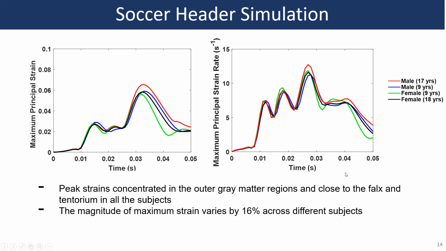And what we see here is that there is considerable variability. So as much as 16% strain variability across different subjects, indicating that subject-specific modeling can be important and the way to go. So for today, these are the results.